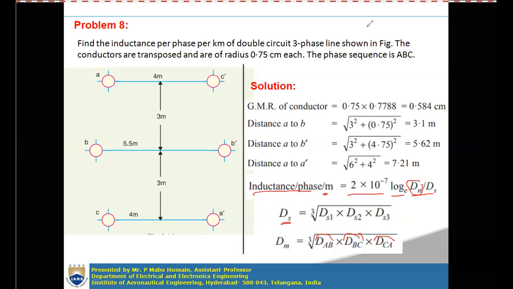So now from the diagram you have to know all the distances from A to all the other conductors. If you take A to C, the distance is given as 4 meters, right? But A to B dash distance is not given, so you have to calculate that value. A to B distance is also not given. Of course, this vertical distance is 3 meters.